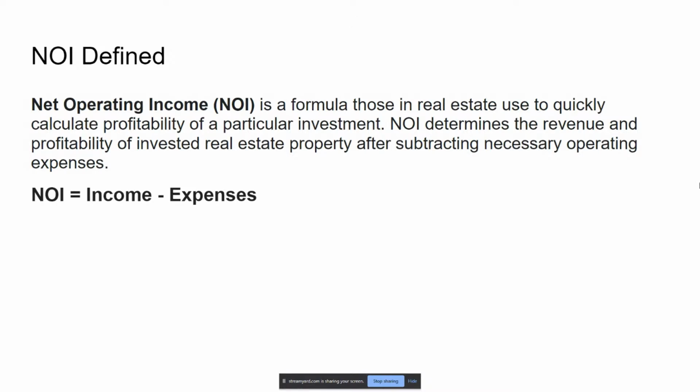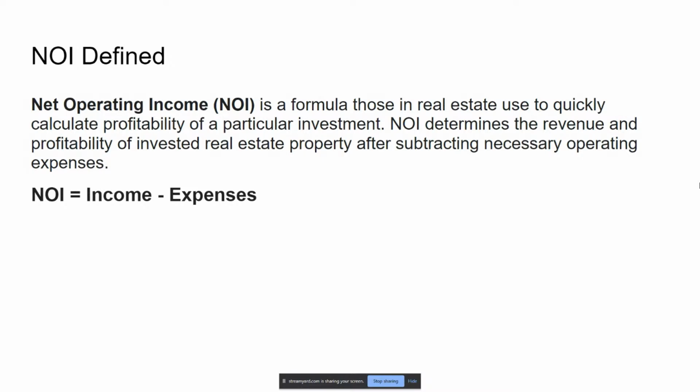So NOI, net operating income. Your net operating income is as simple as your gross income, or gross potential income, minus your operating expenses. At the end of the day, that is your profit before debt service and your capital expenditures, so we call this the above the line number. All your operating expenses, your taxes, your insurance, your property management, your repairs and maintenance, all that goes above the line to get your eventual NOI.